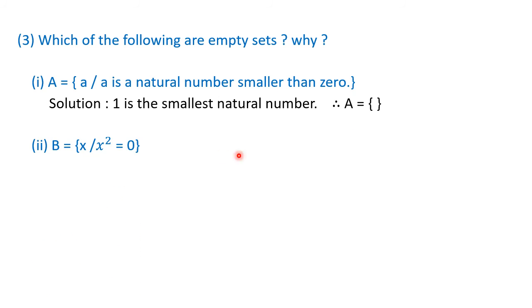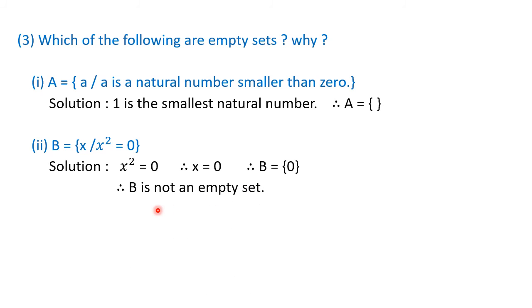Second one, B is a set of all x such that x square is equal to 0. So if x square is equal to 0, then x has to be 0. That means set B contains one element, that is 0. Okay. Now try to differentiate this here. Here 0 is an element. It does not mean that B contains no elements. 0 is an element of set B. 0 belongs to B. That means B is a singleton set, a set with one element. So this is not an empty set. So B is not an empty set.